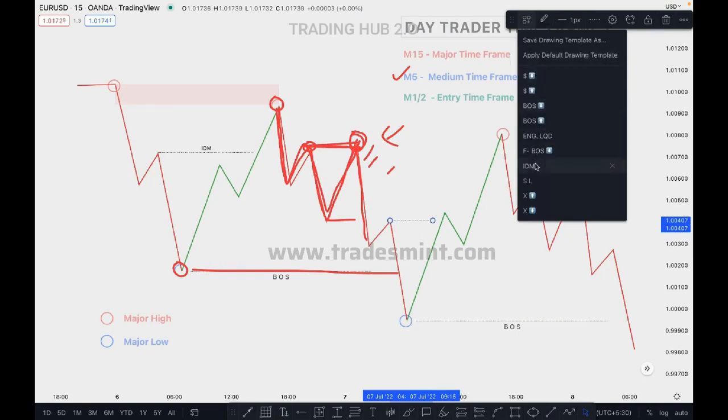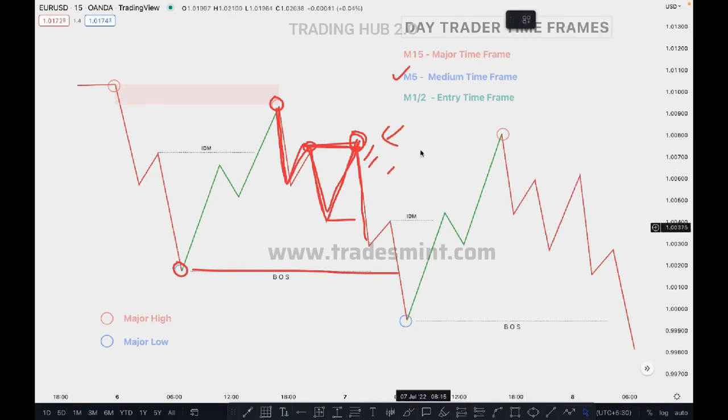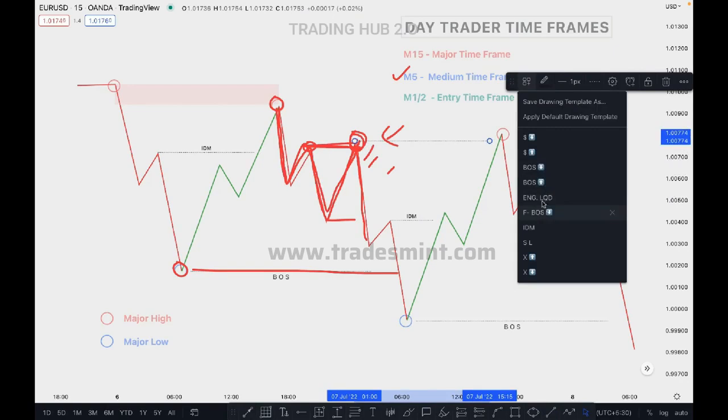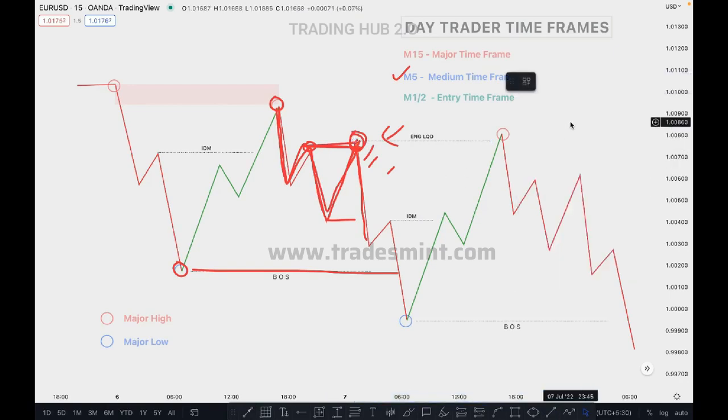Okay, and most of the time we are trying to sell here, correct? But you have to remember one more thing: this high is here also, and this one is our engineering liquidity, correct. So these are the two criteria for when we can sell. First identify the major structure. The major structure is M15 as a day trader. Wait for the inducement to be taken out, and the engineering liquidity to be taken out.